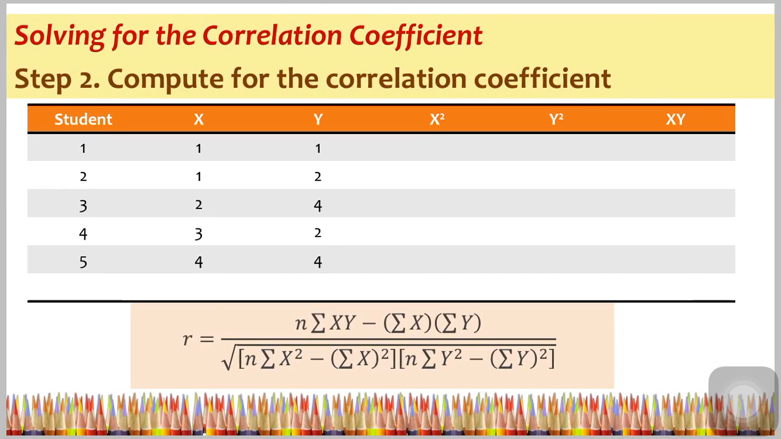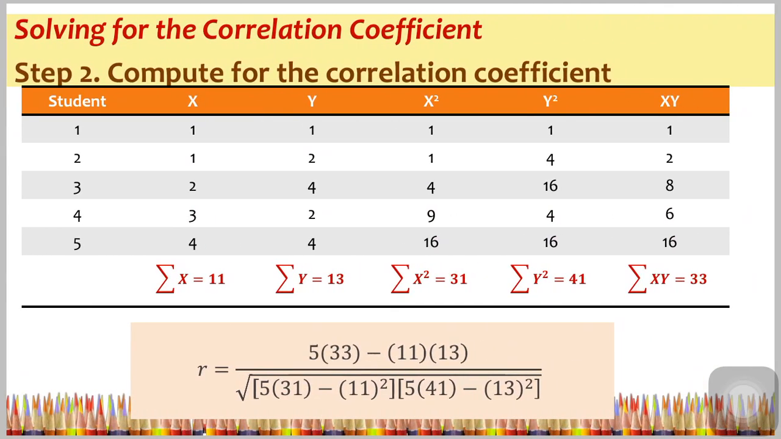Then we solve for the correlation coefficient. You had this one in our previous topic. So we add 3 more columns: x squared, y squared, and xy. We square the x column, and you get x squared. Square the y column, you get y squared. Multiply the x and y columns, and you get the xy column. Here are the completed values. Then you need to sum up the data for each column.